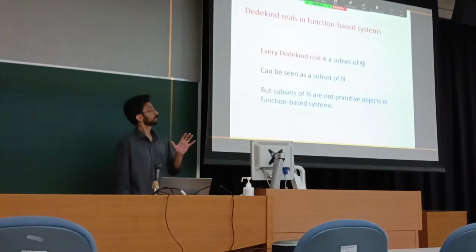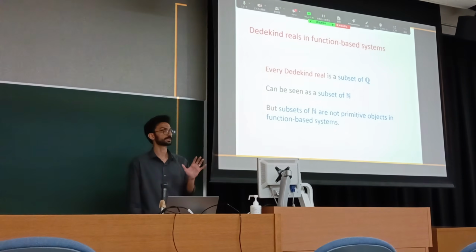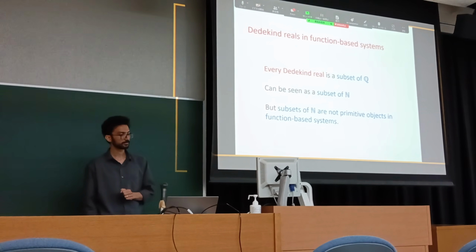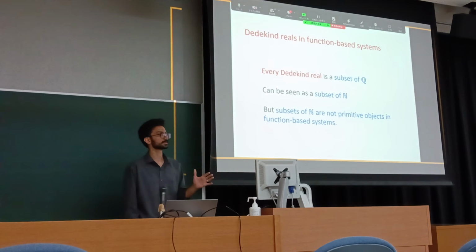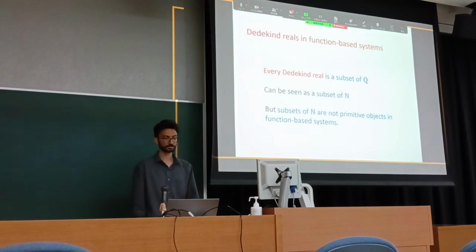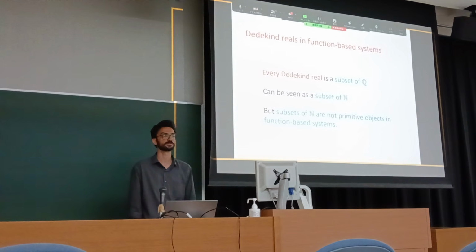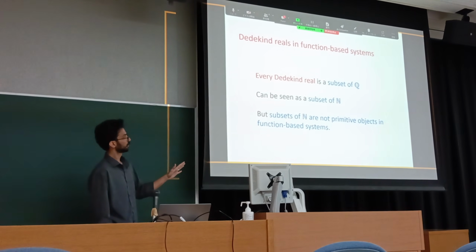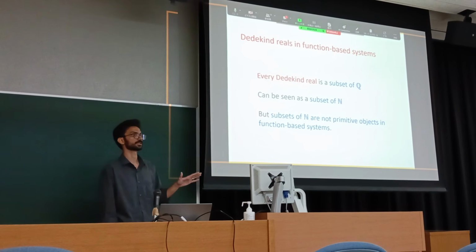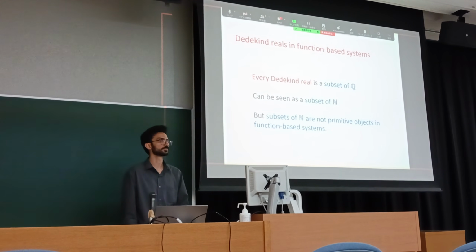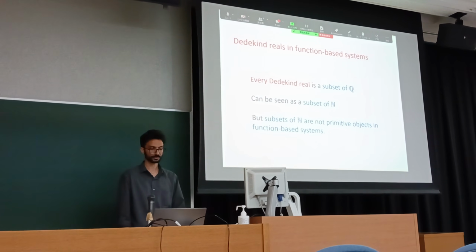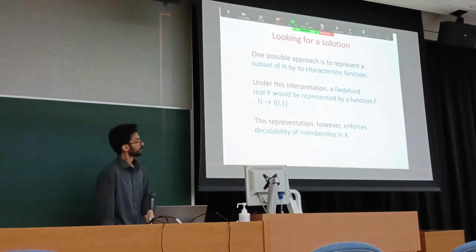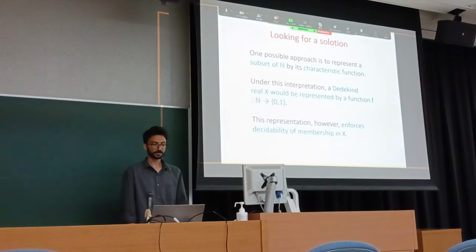We know that every Dedekind real is a subset of the set of rational numbers. And it also can be seen as a subset of the set of natural numbers, because we can encode rational numbers with natural numbers. But subsets of natural numbers are not primitive objects in function-based systems. So this is the problem here. Now we need to solve this problem somehow.